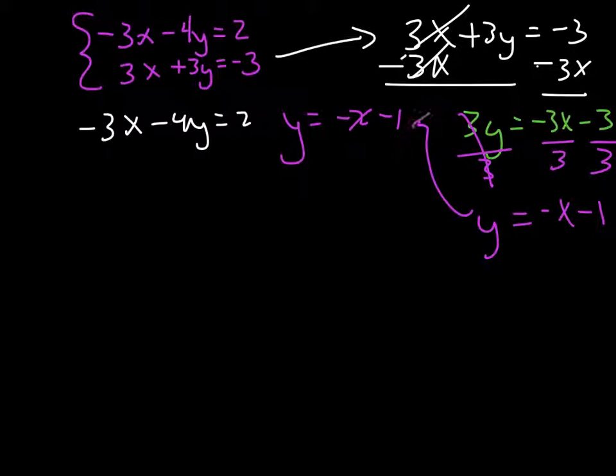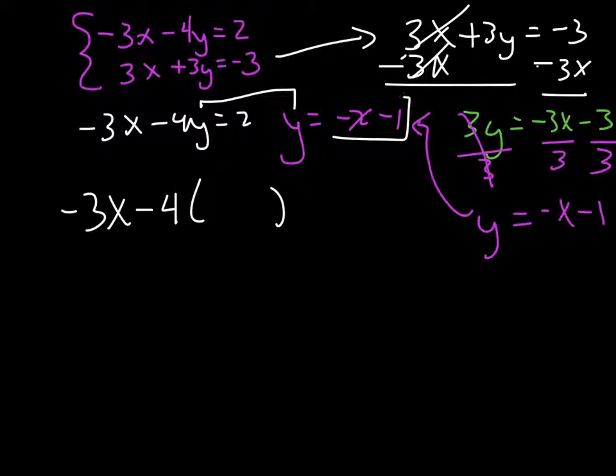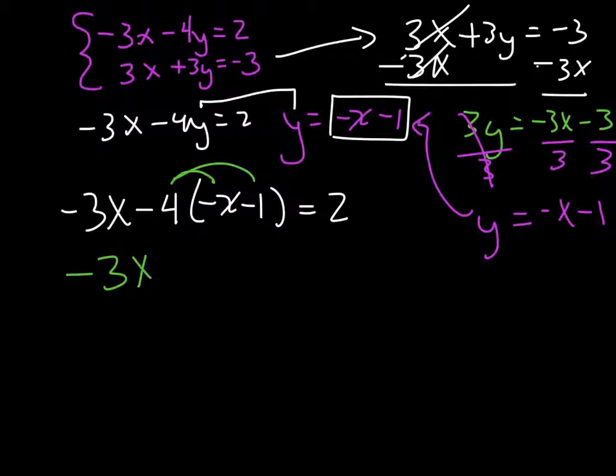So like I said, I'm using this equation here. I can now substitute y right there. So I get negative 3x minus 4, parentheses. This goes in the place of y. So negative x minus 1, and then of course bring down your equals 2. Okay, I'm going to distribute that 4. I get negative 3x. Negative 4 times negative x is a positive 4x. Negative 4 times negative 1 is a positive 4 equals 2.